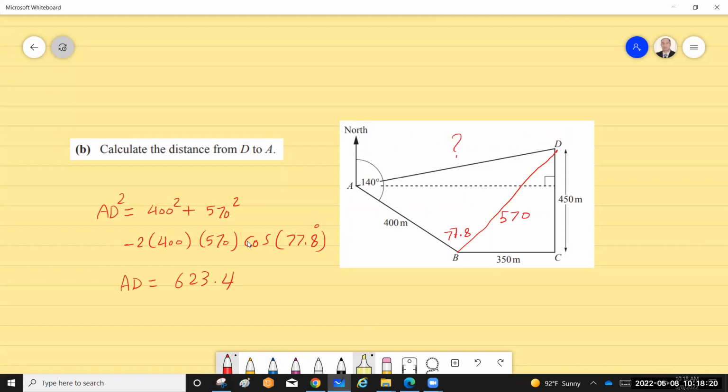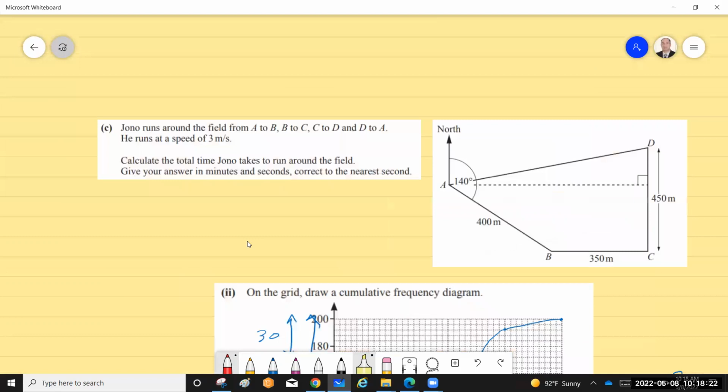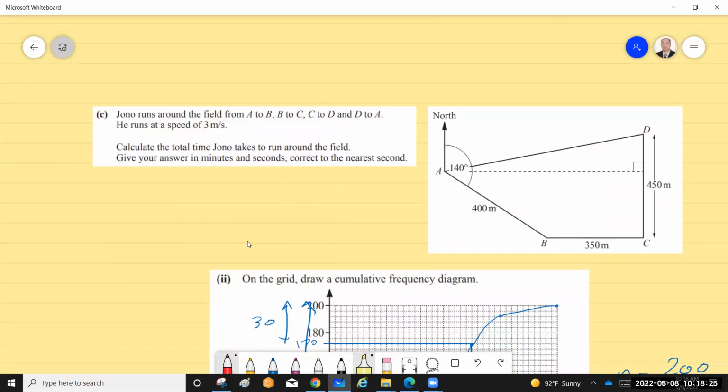Finally, in part C, Jono runs around the field from A to B, B to C, C to D, and D to A. He runs at a speed of 3 meters per second. Calculate the total time Jono takes to run. Speed equals distance over time, so to make time the subject, you divide the distance by the speed. So you calculate each distance. I have four sides, and you already have the sizes of these amounts in meters.